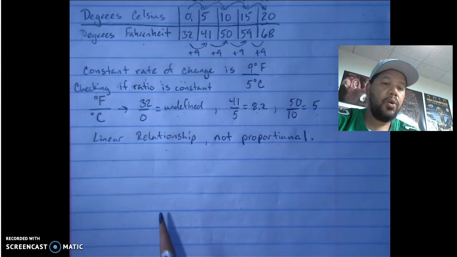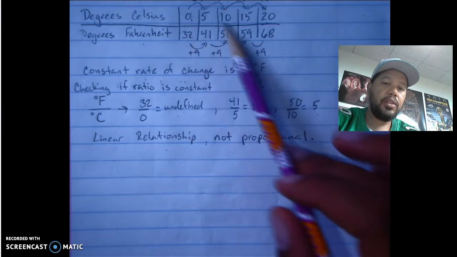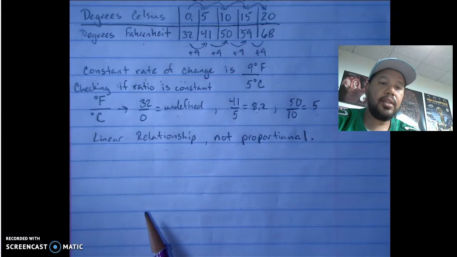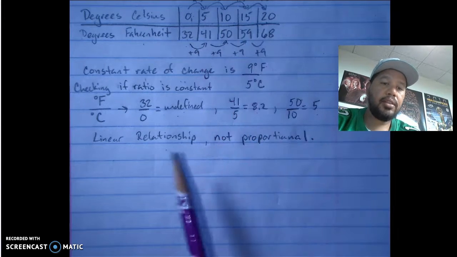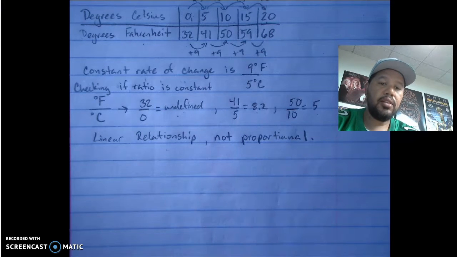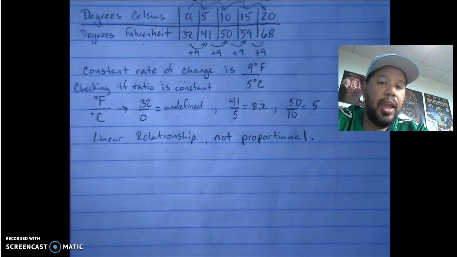In order to be proportional, these ratios have to be the same all the way through, or constant, and it has to have a constant rate of change that is the same throughout. So it has to have both to be linear and proportional.